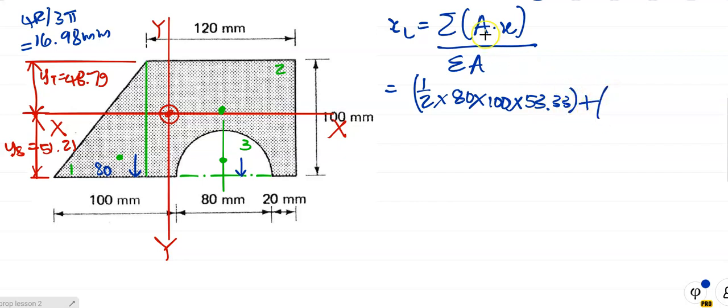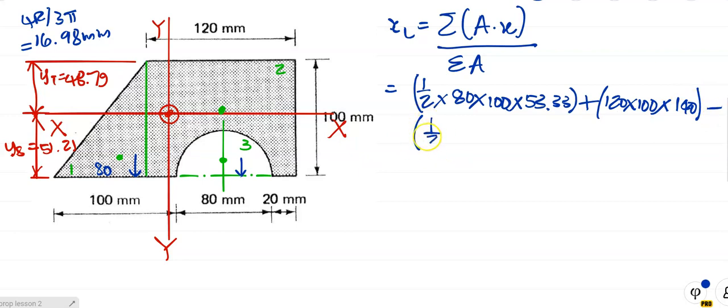Plus area of element 2, which is 120 times 100, times, what's x? X is the distance from the centroid of the element all the way to the line we're taking moments about. So it is 60 plus 80. Half of 120 is 60 there. 60 plus 80, what's 60 plus 80? It's 140. Minus. Why minus? Because it's a void.